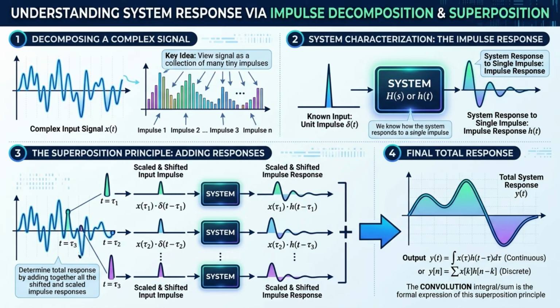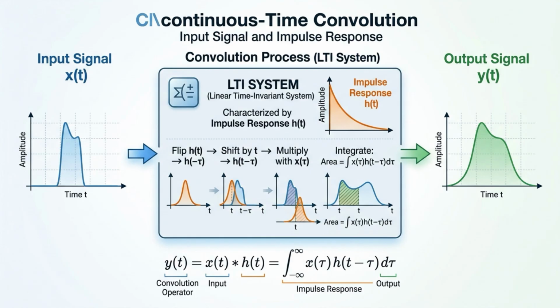The key idea is that every complex signal can be viewed as a collection of many tiny impulses. Since we already know how the system responds to a single impulse, we can determine the response to the entire signal by adding together all the shifted and scaled impulse responses. For continuous time systems, convolution is represented mathematically as the combination of the input signal and the impulse response. The result of this operation produces the complete output signal. In signals and systems theory, convolution serves as the bridge between the input and output of an LTI system.